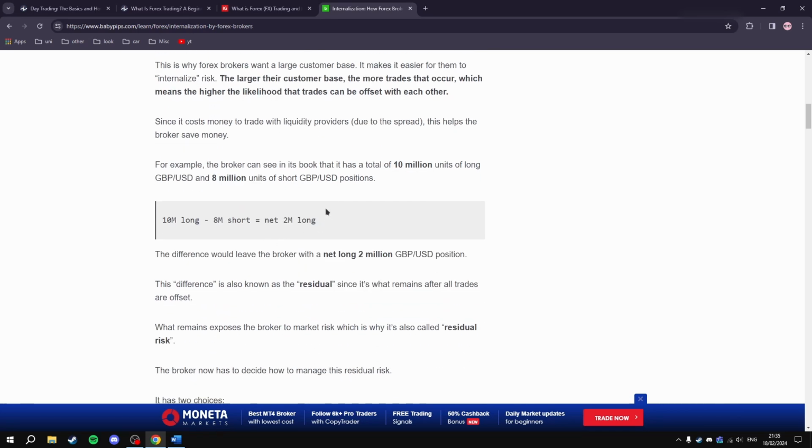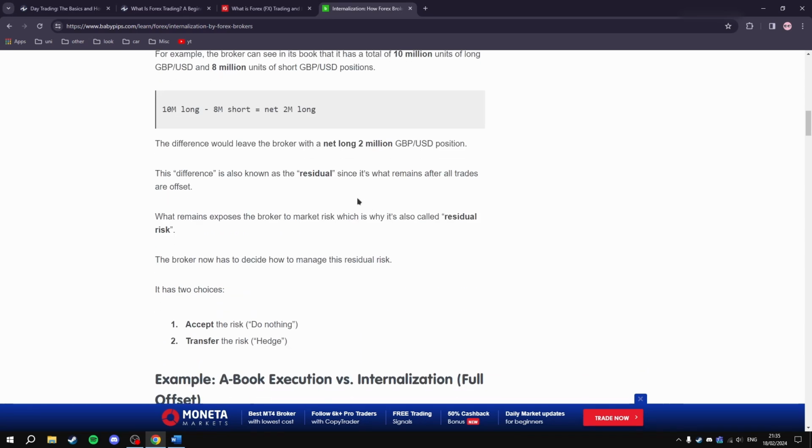For example, the broker can see in its book that it has a total of 10 million units of long GBP/USD and 8 million units of short GBP/USD positions. So 10 mil minus 8 mil equals net 2 mil long. The difference would leave the broker with a net long 2 mil GBP/USD position. This difference is also known as the residual, since it's what remains after all the trades are offset. What remains exposes the broker to market risk, which is why it's called residual risk.